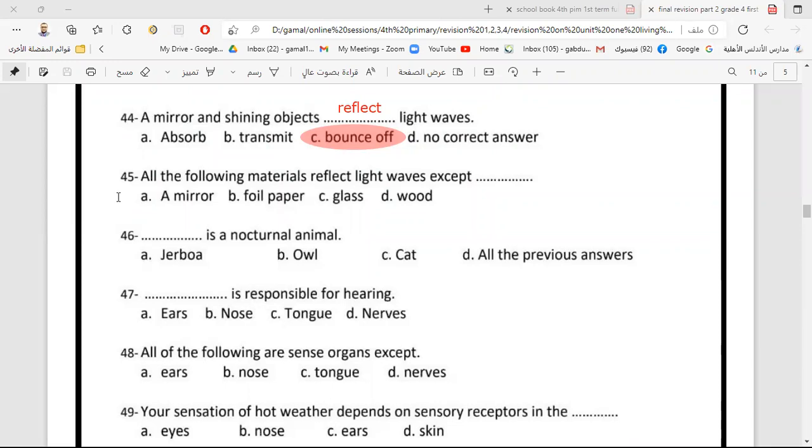Number 45. All the following materials reflect light except: mirror, foil paper, glass, or wood. Mirror reflects the light. The mirror is a shiny object and it reflects the light. Wood also reflects the light, but it makes irregular reflection. One of them only passes the light, transmits the light. Which of them transmits the light?